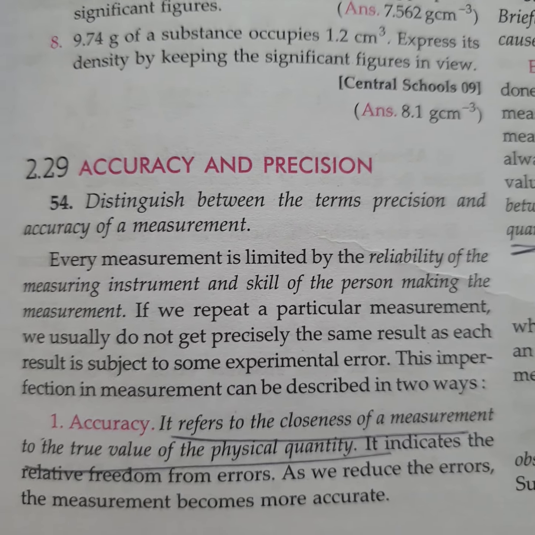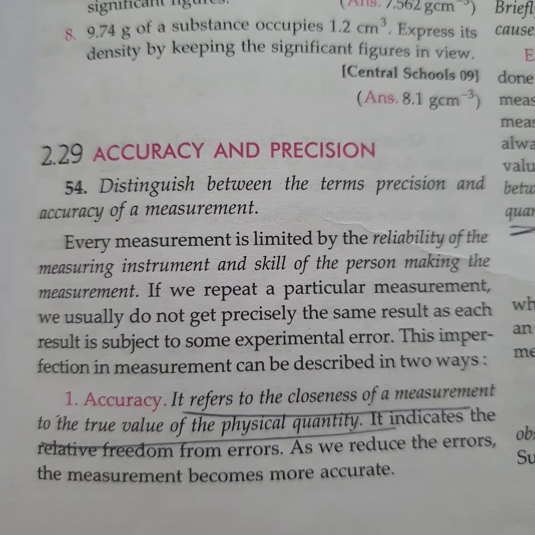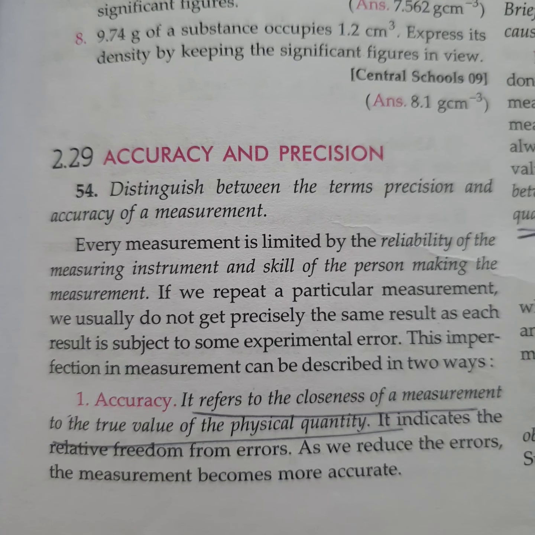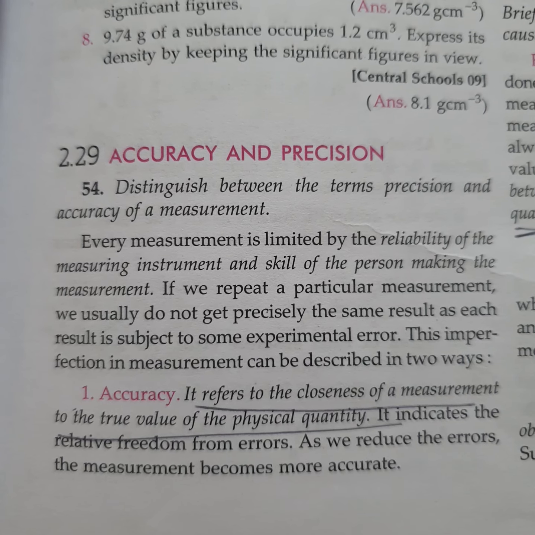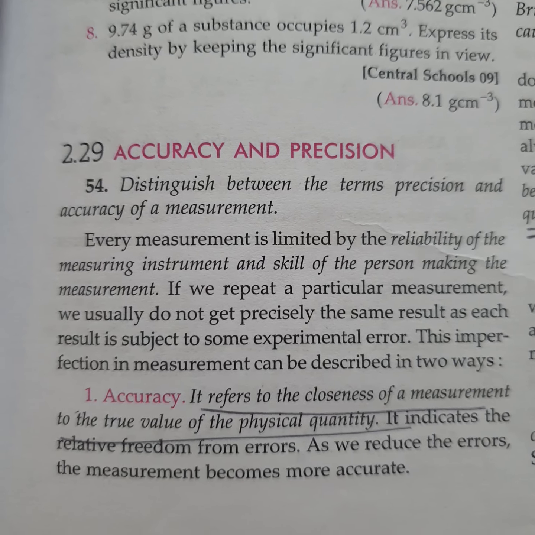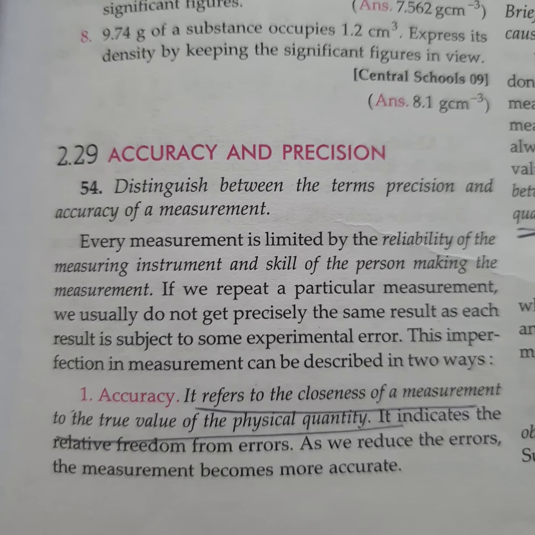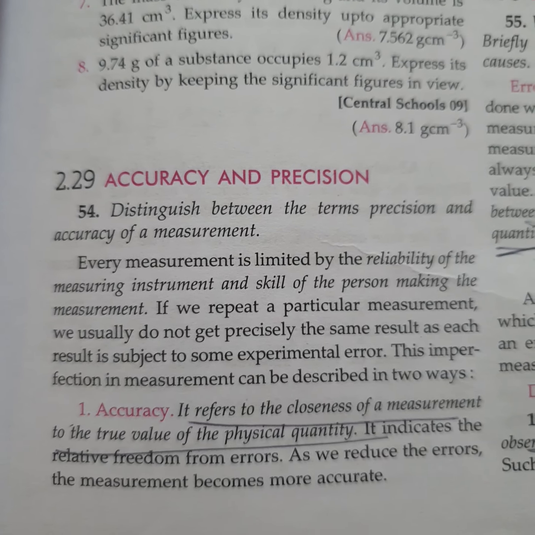Now the next topic is accuracy and precision. Accuracy means closeness of the measurement to the true value of the physical quantity. Means if we reduce the error, the measurement becomes more accurate.